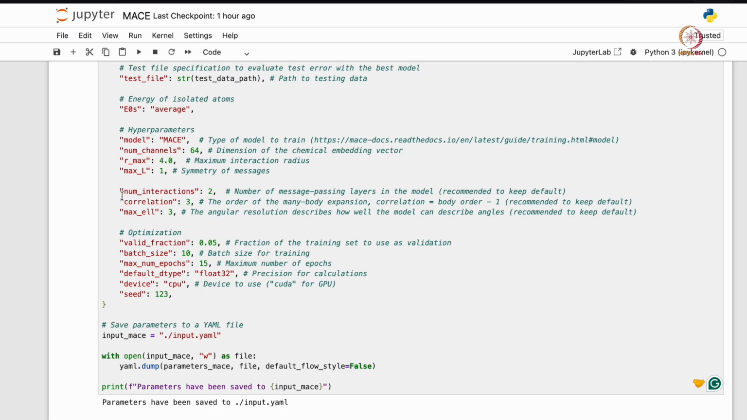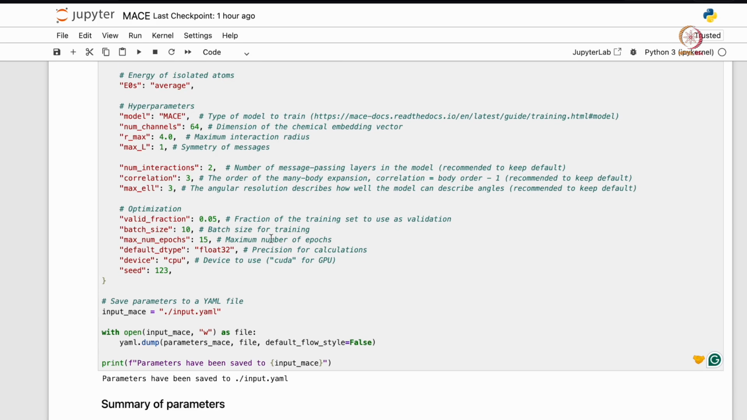So these three parameters, the number of interactions, correlations, and max L, these are all set to their recommended values as recommended by the developers of MACE. Okay, and then we have the optimization run, that is how the weights and biases will change during the training. So validation, we will use 5% of the training data for validation. Batch size is 10. We will train the model for 15 epochs. Data type is float 32. We will be using CPU for training and a random seed of 123.